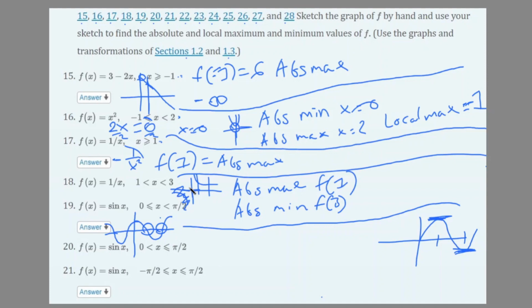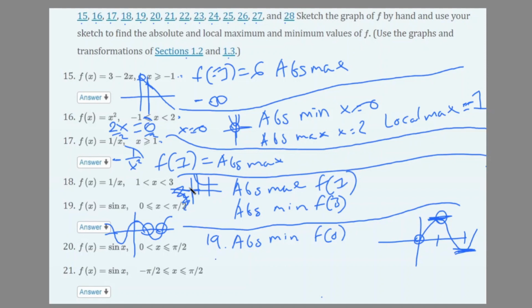So let's get started on number 19. Number 19 is sine of x from the interval of 0 to pi over 2. So 0 is over here, pi over 2 is right here. And this is greater than or equal to 0, but there's no greater than or equal to sign at pi over 2. So we can deduce that there's an absolute minimum at f(0). But since it's not greater than or equal to at pi over 2, we can't really say that that's the absolute maximum. For visualization, it would be like a hollow circle. We can't exactly say it's the absolute maximum, even though the limit would exist there.